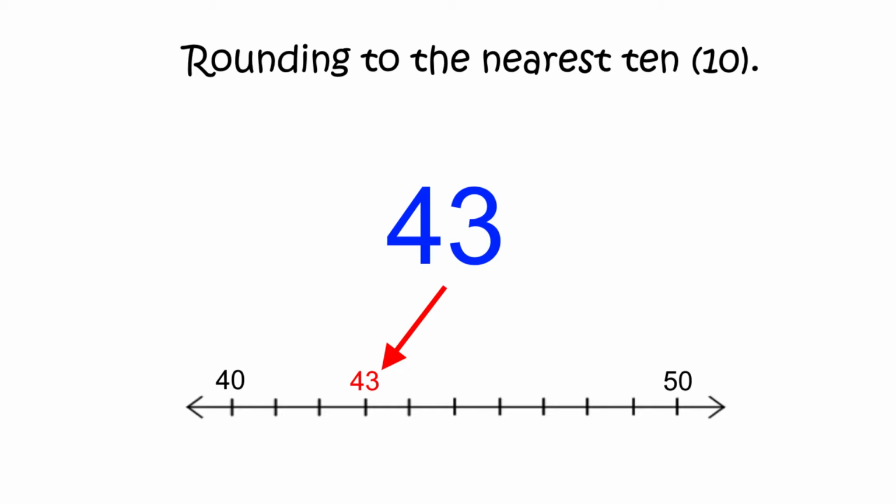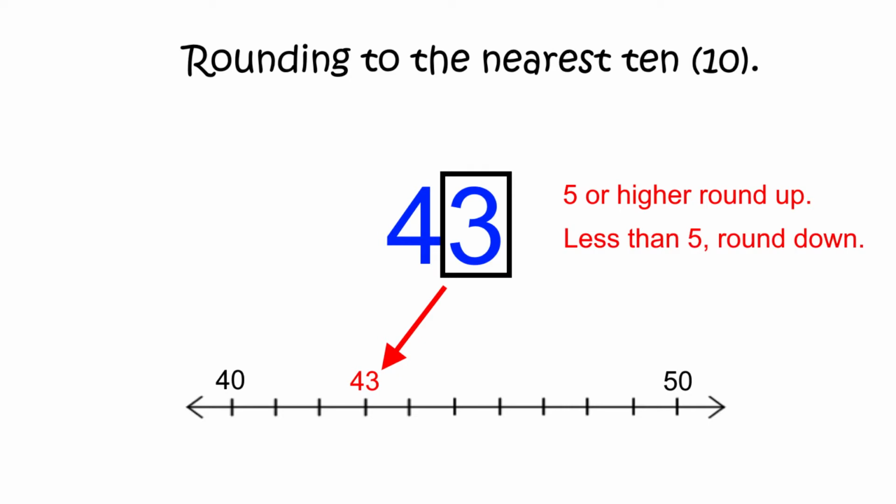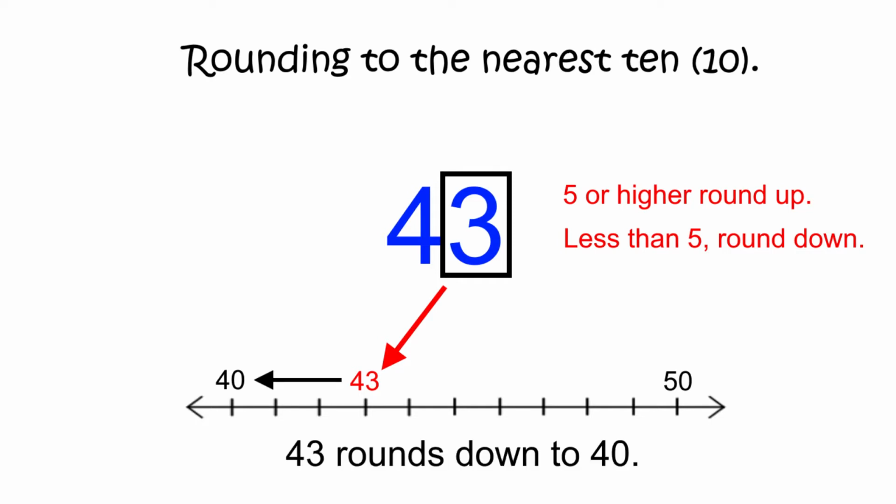To figure this out, we look at the digit to the right of the tens place. If that digit is a 5 or greater, we would round up to 50. If the digit is less than 5, then we would round down to 40. 43 has a 3 in the ones place, so it would round down to 40.